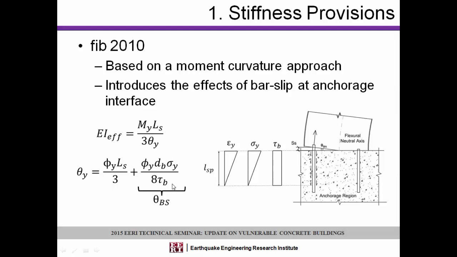So what the FIB is doing is taking basic moment curvature, which is what you get from your fiber section analysis. If you did a fiber section and you run it through, that's what you get with this first component here, and added to it that bar slip component, lumped it up to EI effective, which seems to be working really, really well.